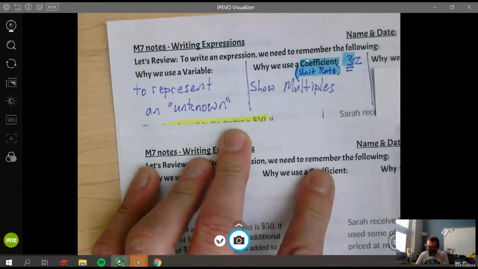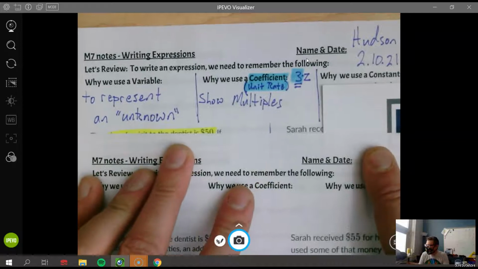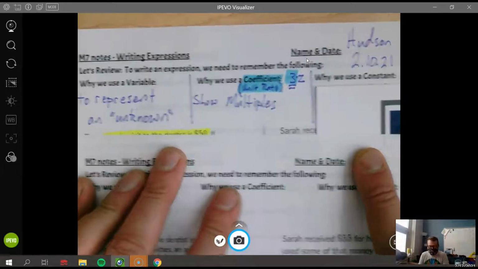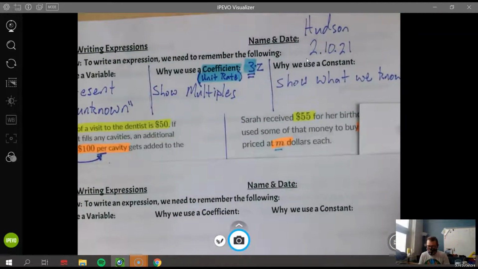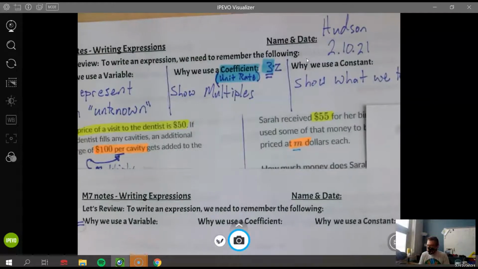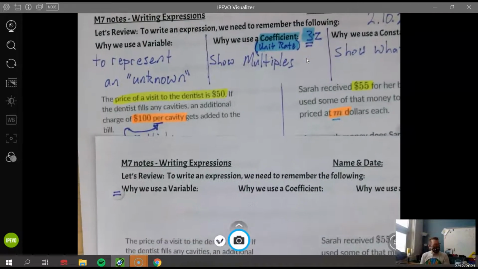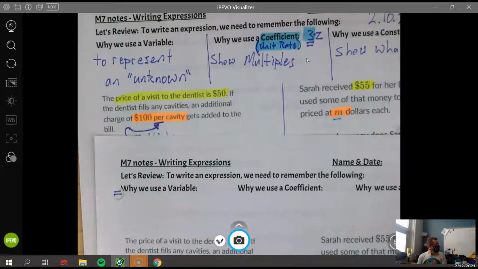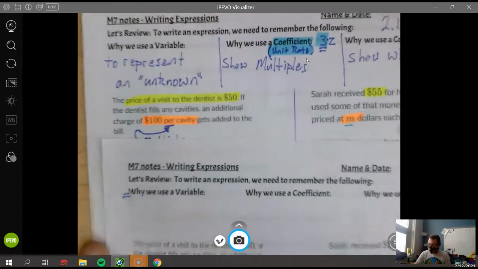And Aiden, can you remember why we use a constant? Yeah, to show what we know. So make sure that you have that vocab on there. We may have talked about that yesterday. I just always want to review. Did I give you guys time to highlight yesterday? Okay, so let's just go ahead and start talking then.